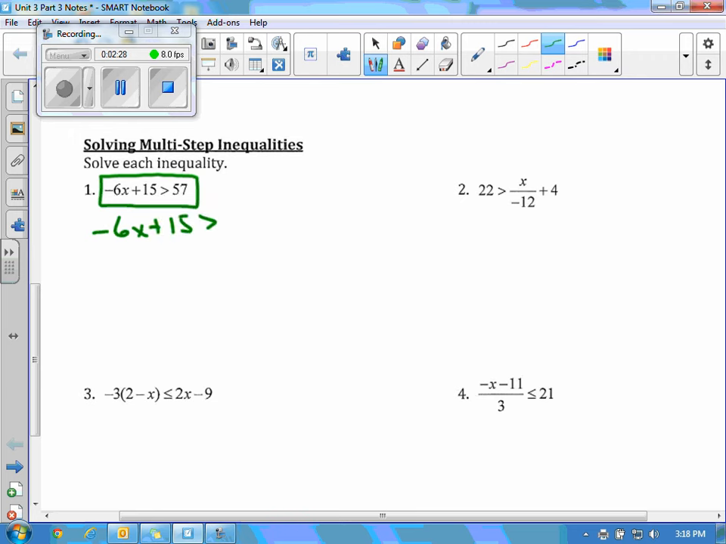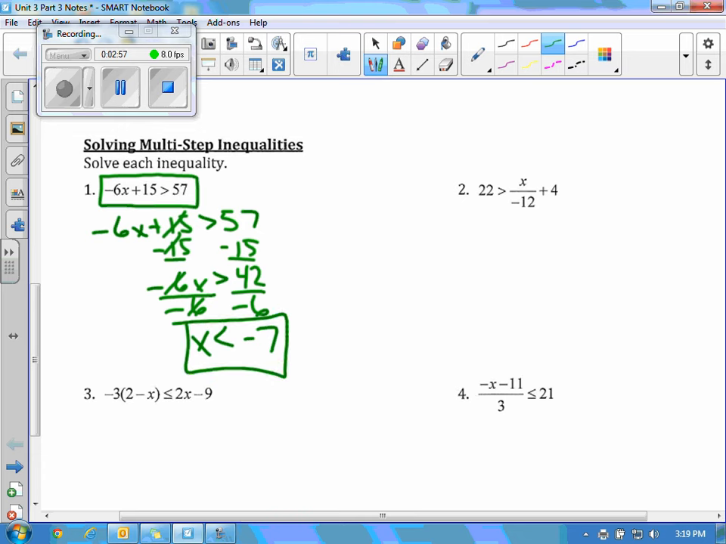Now, if you remember, on a two-step equation, we're going to add or subtract first and then multiply or divide. So in this case, I have positive 15 with the x, so I need to subtract that from both sides. When I do that, I get -6x is greater than 42. And now I'm going to divide both sides by -6. That leaves me with x. 42 divided by -6 is -7. Since I'm dividing by a negative, I flip the inequality symbol, and that's my answer there.